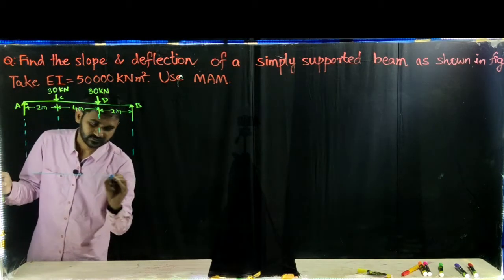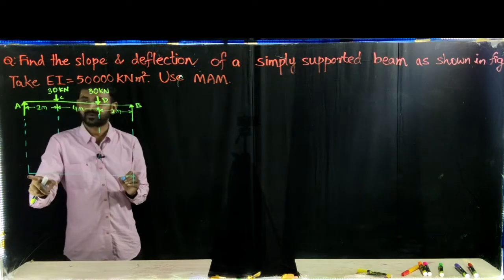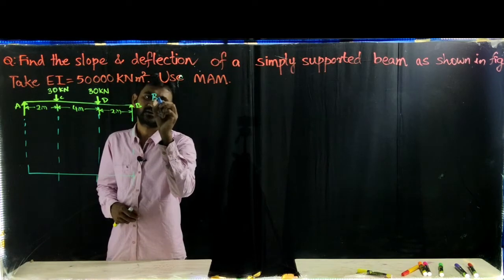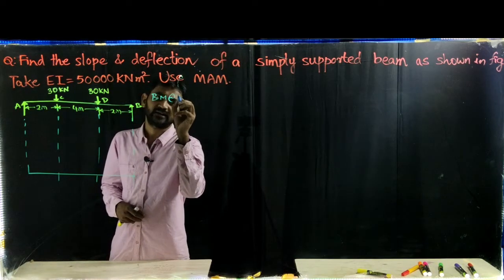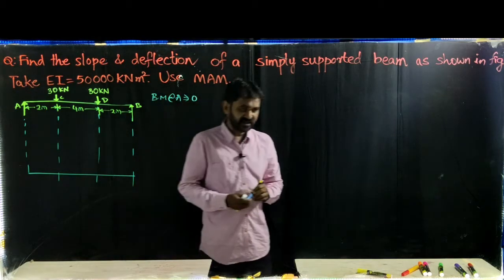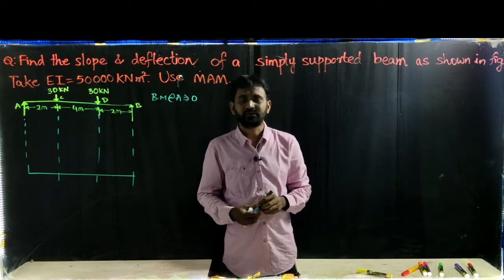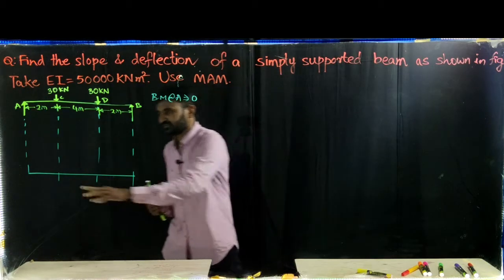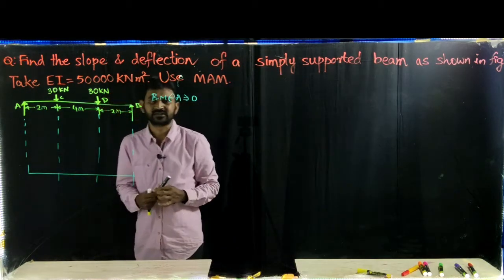Now I want to know the bending moment at A. So let me solve that. Bending moment at A is always 0. As we all know, the bending moment at the ends of a simply supported beam will always be 0. So now at A I got 0.